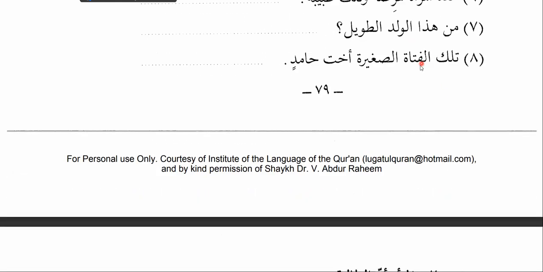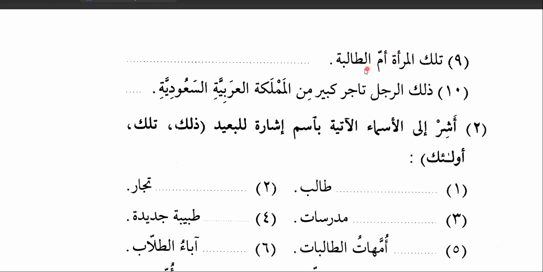Waladu tiwalu tilkal fatatu as-saghiratu ukhtu hamidin. So how many things you're going to change here? Tilka to haulai, al-fatatu to al-fatayatu, الصغيرة to الصغار and أخت to أخوات حامد. You need to change all of them except حامد. تلك المرأة أم الطالبة. So you need to change تلك to هؤلاء and المرأة to النساء. Ummu, ummahat. Now in this case has a little bit of difference in spelling letters.